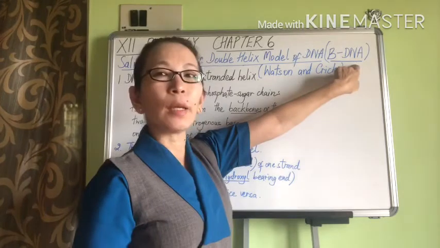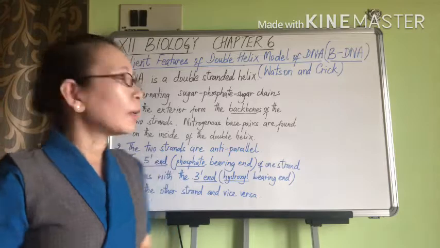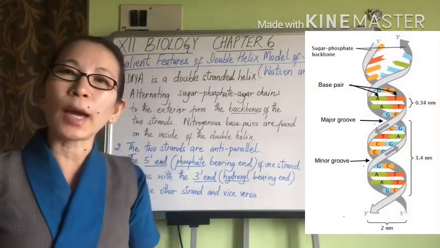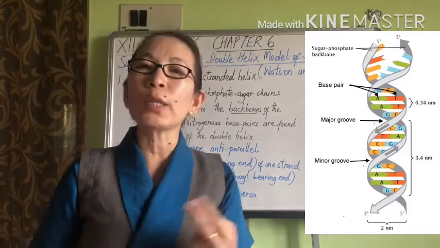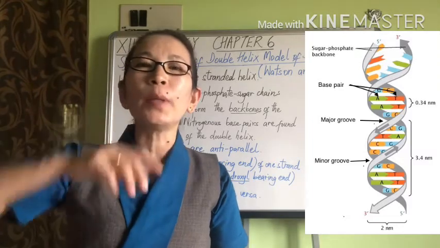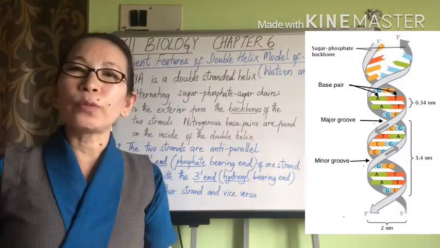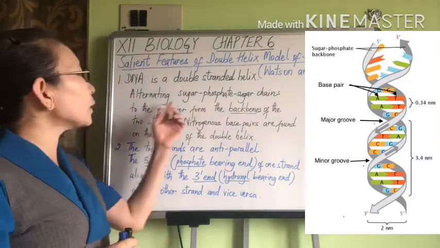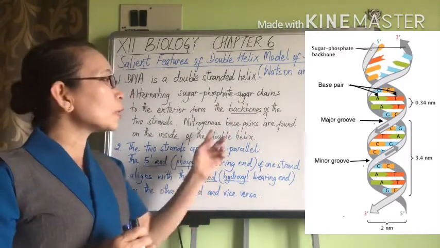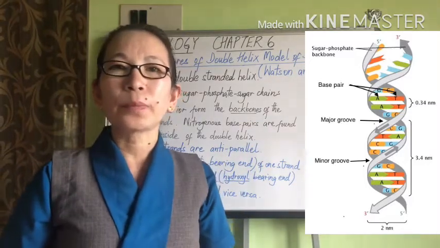Now, one of the apparent salient features of B-DNA is that DNA is a double-stranded helix, which means that there are two polynucleotide chains in a DNA, and these two polynucleotide chains are twisted along a common axis. The exterior or the backbones of the two strands are formed by alternating sugar-phosphate-sugar chains of the polynucleotide, while the nitrogenous base pairs are projecting towards the inside of the double helix.